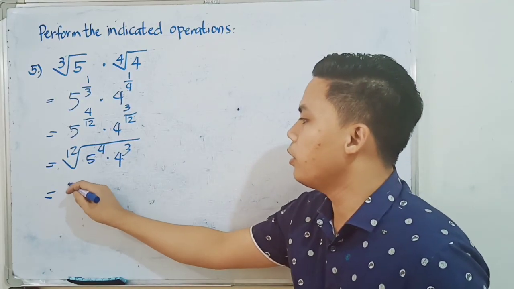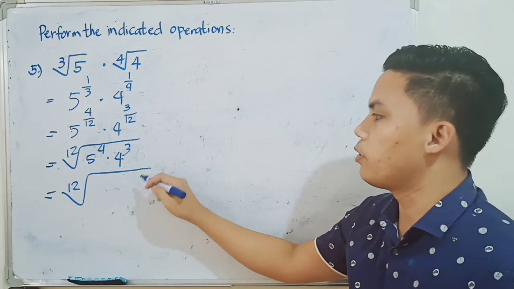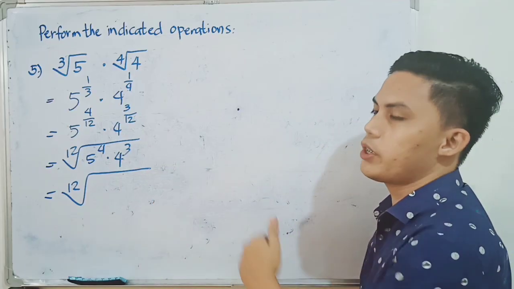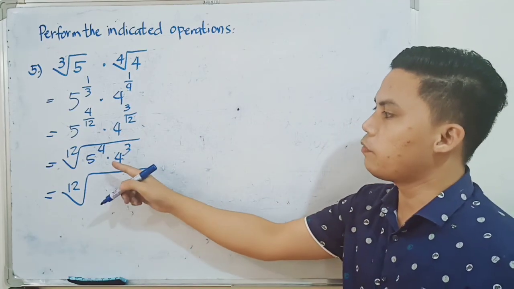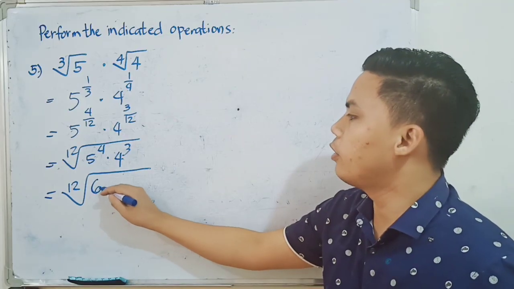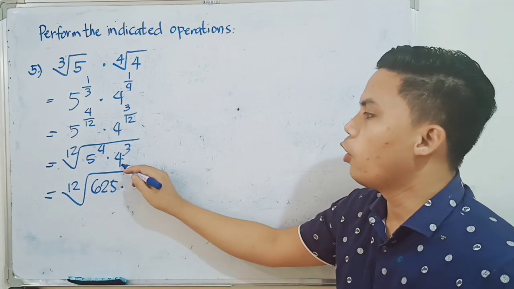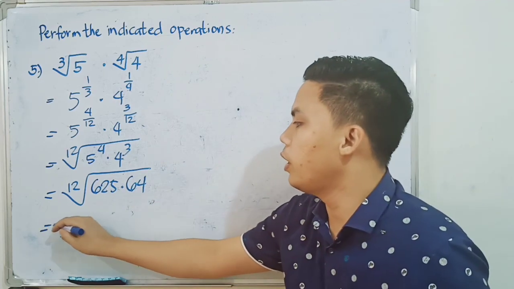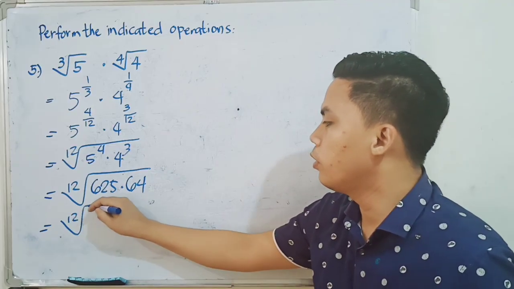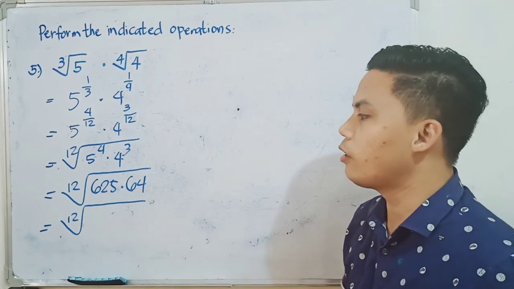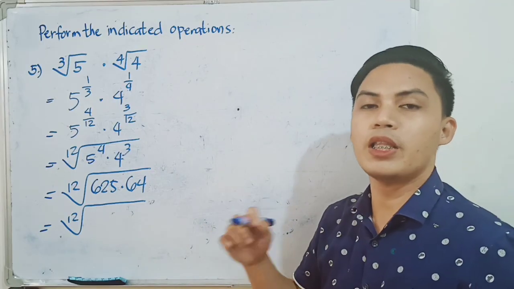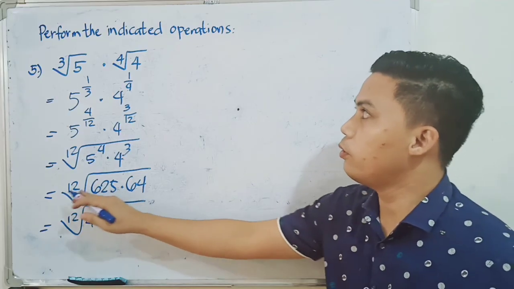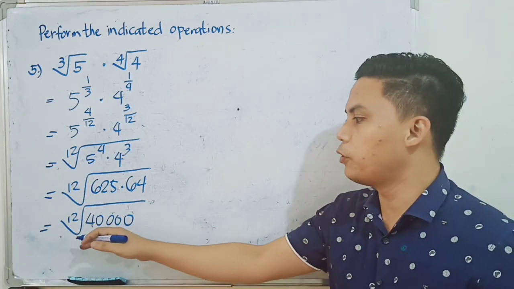Okay? And after that one, titingnan natin kung pwede pa natin masimplify. So sa loob ng radical sign natin, pwede natin masimplify si 5 raised to 4 at saka si 4 cubed. So 5 raised to 4, that would be equal to 625, times 4 cubed naman, that would be equal to 64. Then finally, i-multiply lang natin yung nasa loob ng radicand natin. So we have 625 times 64, that is equal to 40,000. So ito na yung final answer natin, the 12th root of 40,000.